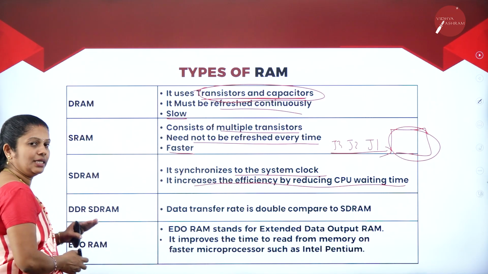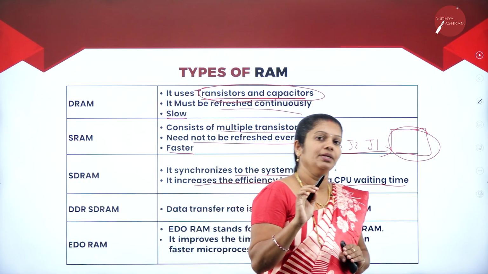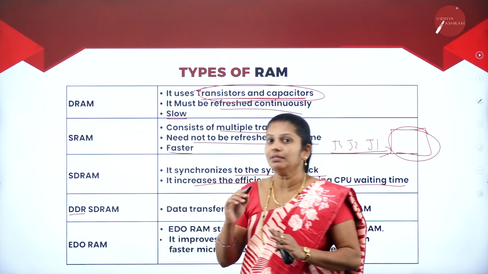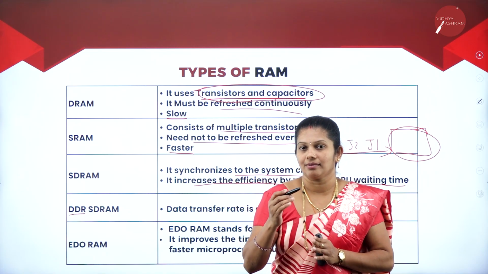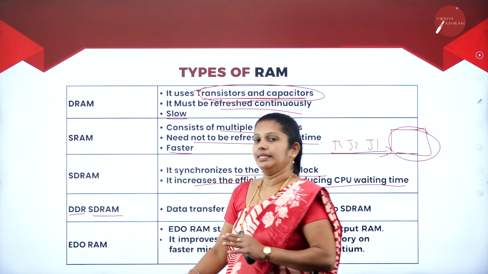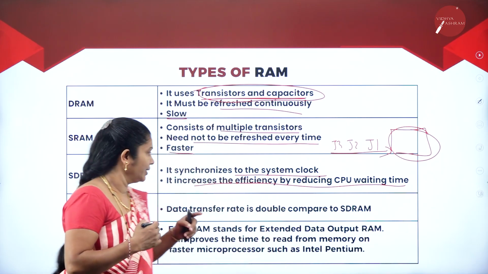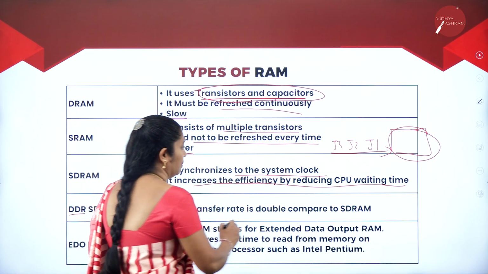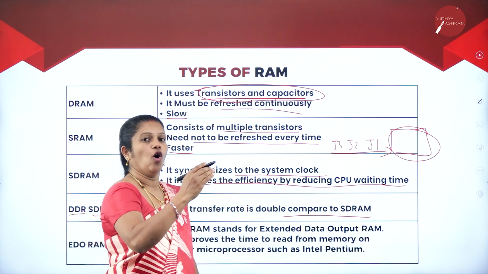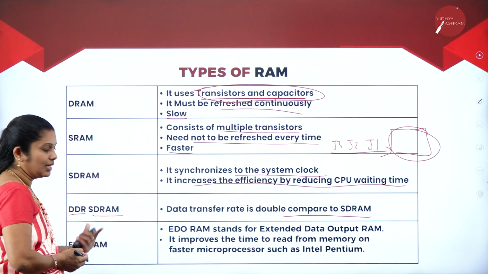And the next one, DDR-SDRAM, that is double data rate synchronous dynamic random access memory. Double data rate, the name itself suggests it is double. The rate of transaction will be double when compared to SDRAM, that is synchronous dynamic random access memory. It is very fast compared to SDRAM, that is, the data transfer rate is double compared to SDRAM. It mainly reduces the waiting time. Obviously, processing is very fast here on DDR-SDRAM.